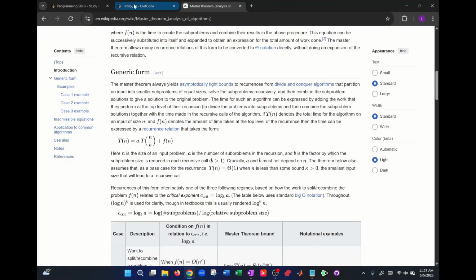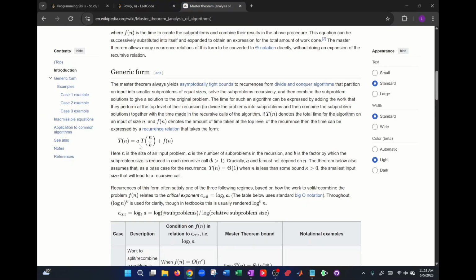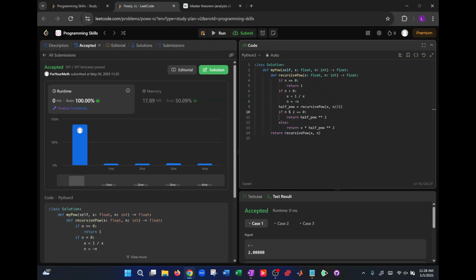But that's not what we're actually doing here. We're using the symmetry of this problem. And so we just compute half pow once and then multiply it by itself. So when we multiply it by itself, we only have to compute it once. And so a here is actually going to be 1. And then f of n is anything else that needs to be done. For this case, there's nothing else that needs to be done.